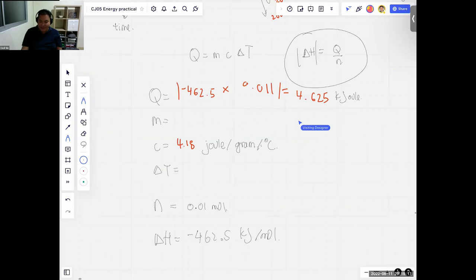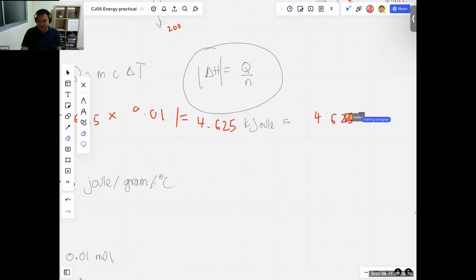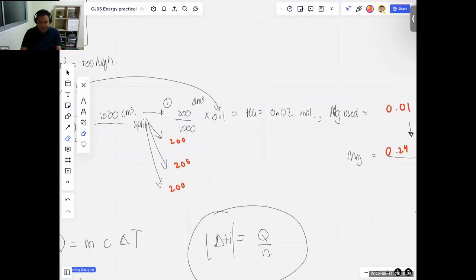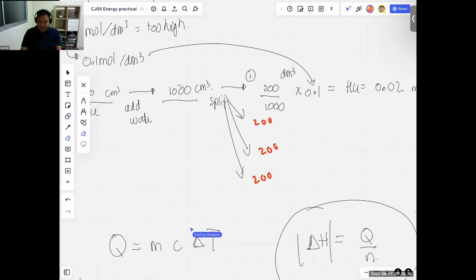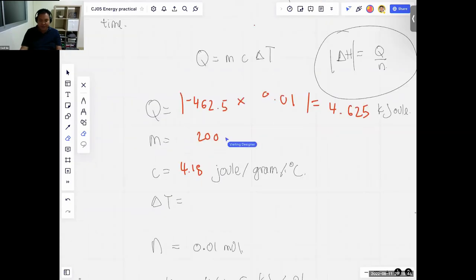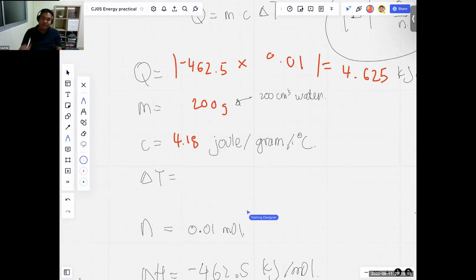Kilojoule, which is 4625 joule. And mass we use 200 cm cube, so 200 gram, because this one is 200 cm cube water. Yes, then we calculate delta T.